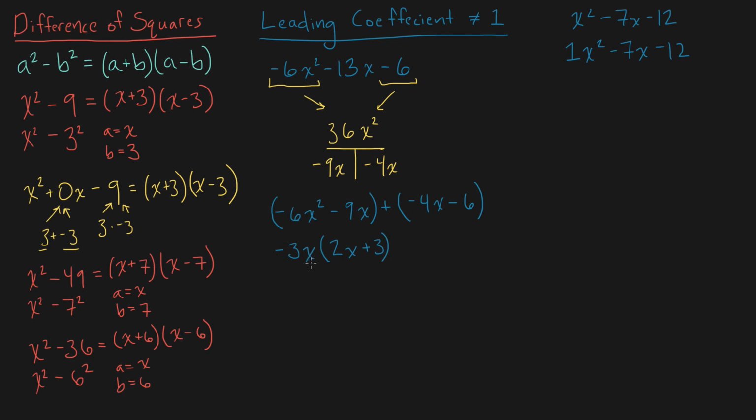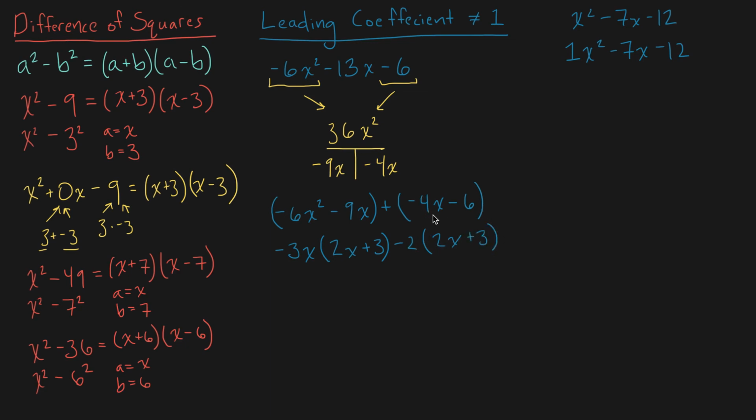And I can double check that I've done this right by just distributing the negative 3x back over what's inside the parentheses. So negative 3x times 2x makes negative 6x squared. And then negative 3x times 3 gives us negative 9x, so I've done that correctly. And then the next thing that I want to do is factor out something from here such that what's left inside is equal to 2x plus 3. So if I factor out a negative 2, then what's left inside is 2x plus 3.